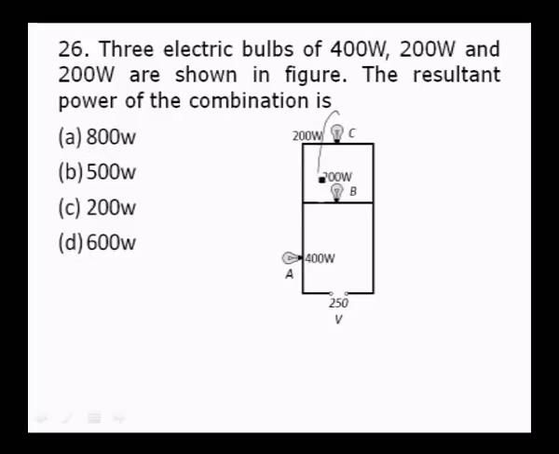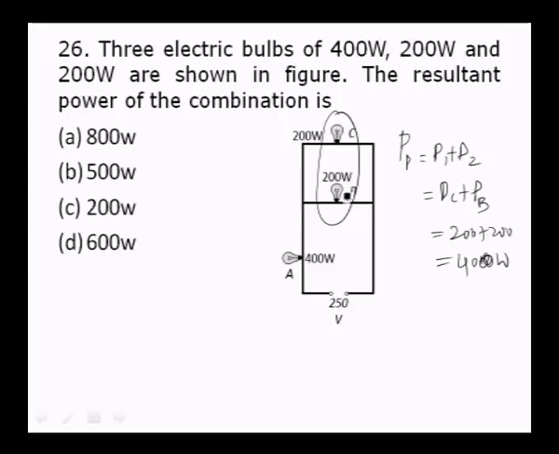Okay. For parallel combination we have power in parallel is equal to P1 plus P2. For this particular problem, you can take PC plus PB. So, this is 200 plus 200 which is equal to 400 watt. Okay. This 400 watt is in series with the 400 watt bulb, both are in series like this. Okay, this is the combination, that is a parallel combination, how much? 400.